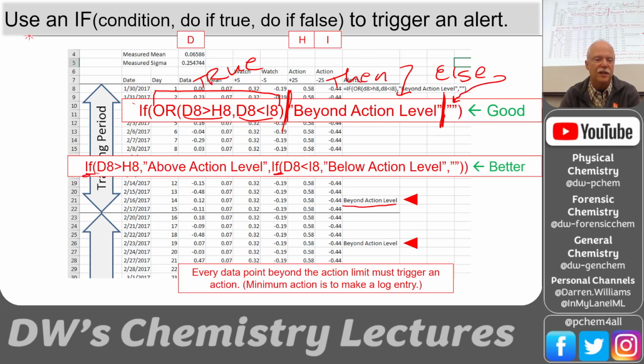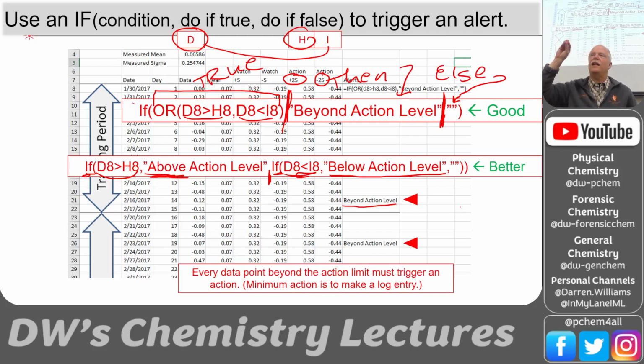So we're saying if D8 is greater than H8, so here's D8, here's our data, is greater than the plus 2S action, okay, then say above action level, that's in quotes, so it's going to put that text in the cell, else, then we have another if. So if it's not above, then do another if. If D is less than I8, I8 is the minus 2S, then write below the action level, else do nothing. So the only way you can get to that do nothing is it's not above and it's not below.